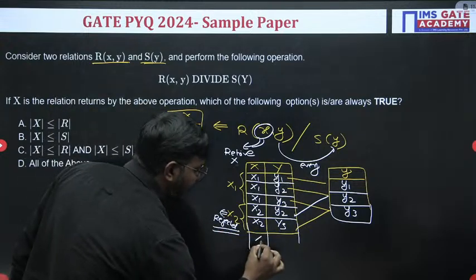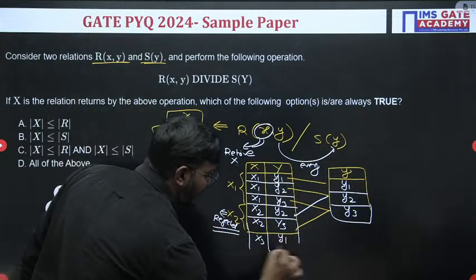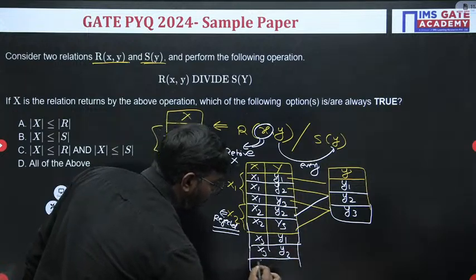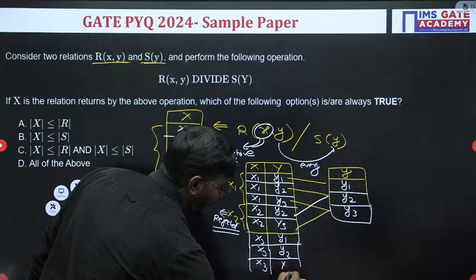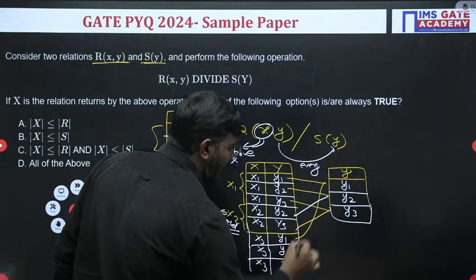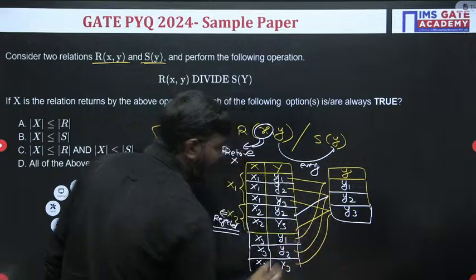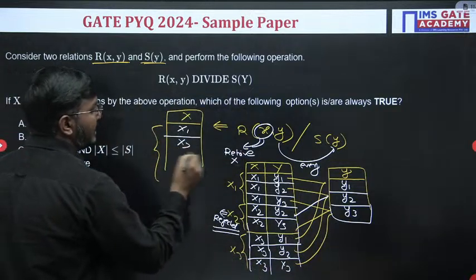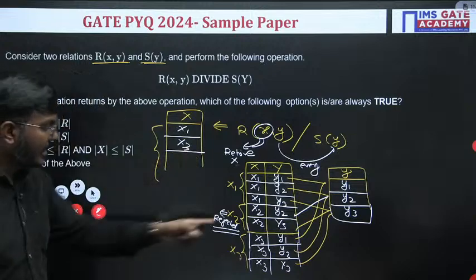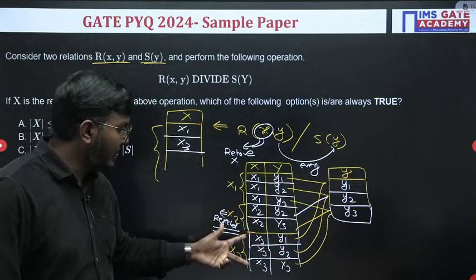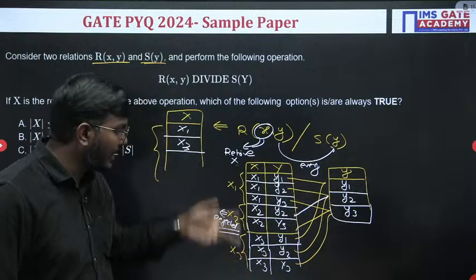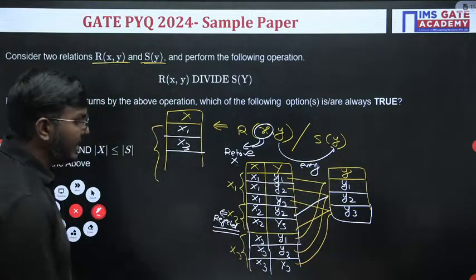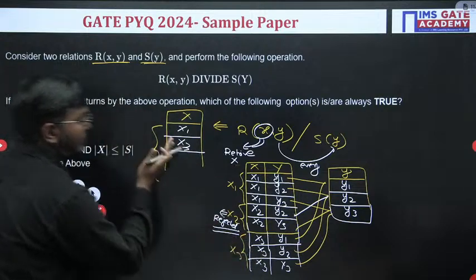Now here x3, maybe x3 is matching with all the y values. If it is matching with all the y values, like here y1, y2, y3, then I can say x3 must also be retrieved into the result here. Like that, if the y values of an x match all the y values of the denominator, then definitely that respective x will be retrieved into the result.